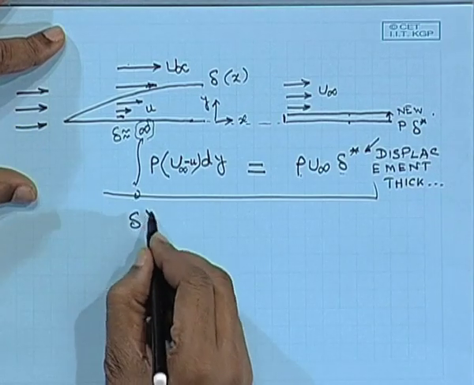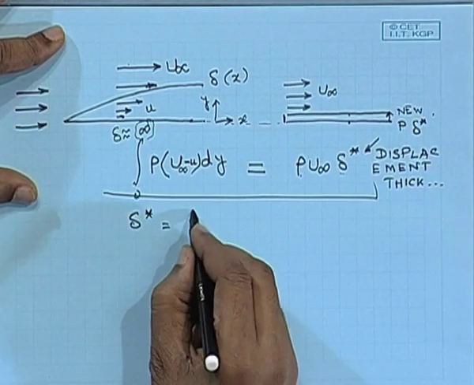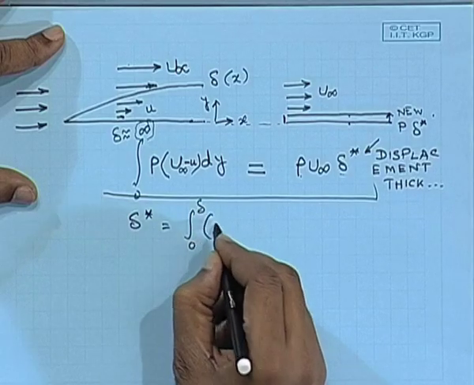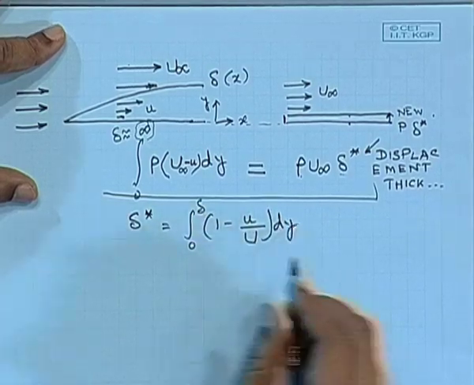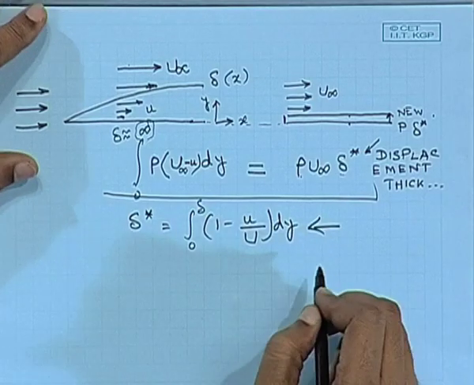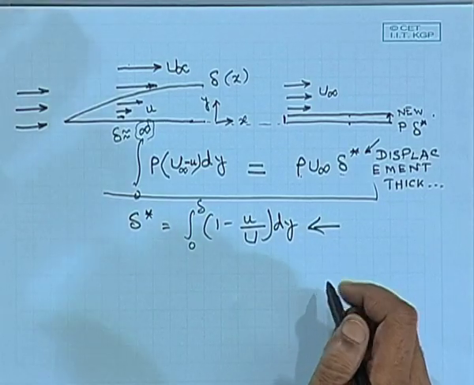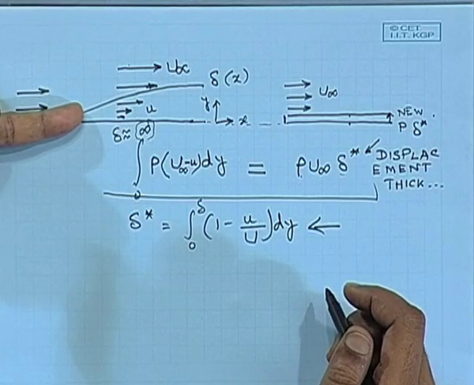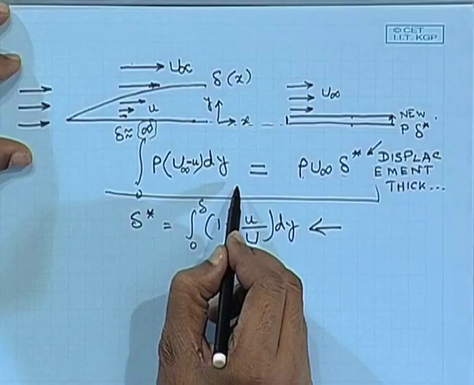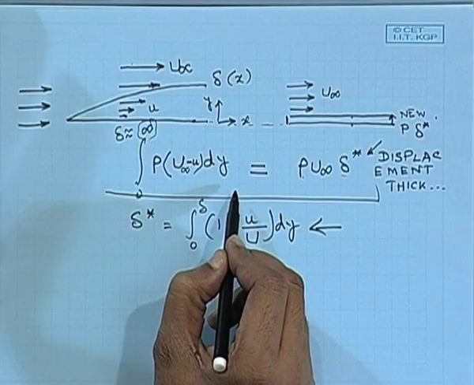And obviously, delta star can be equated to the integral from 0 to delta. This is the definition of displacement thickness. Maybe I should repeat it one more time. In viscous flow, due to change in velocity, this is the reduction in mass flow rate per unit depth.